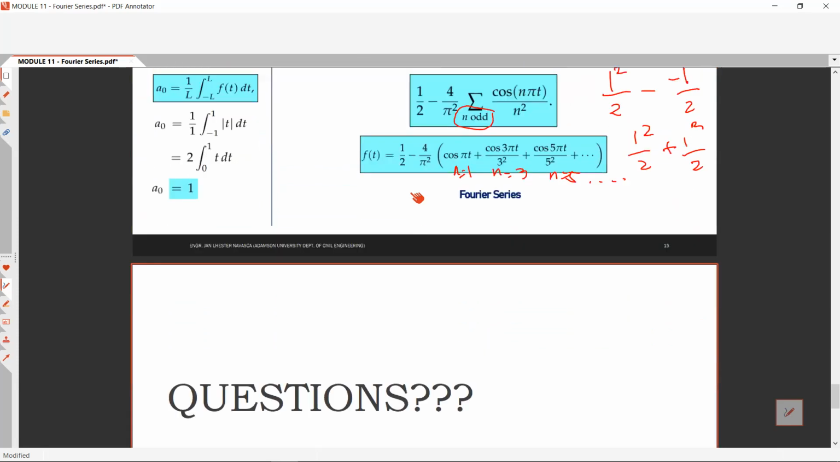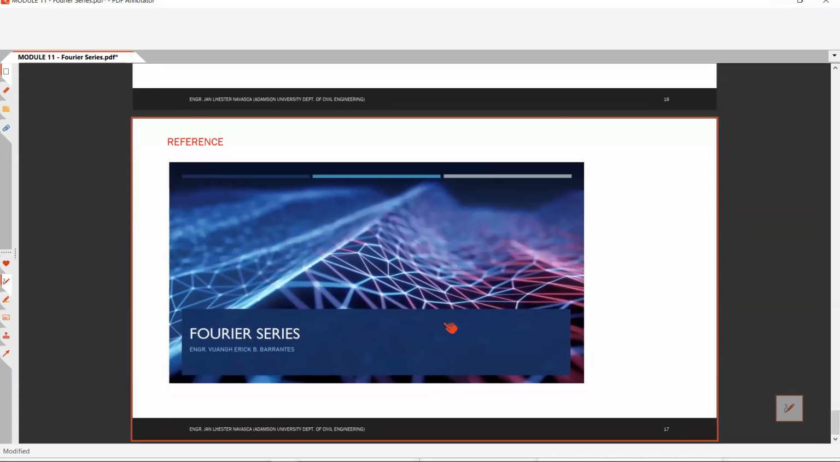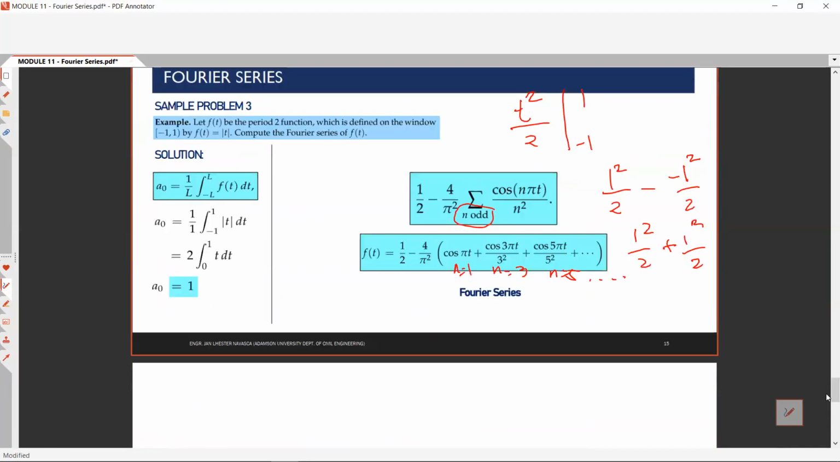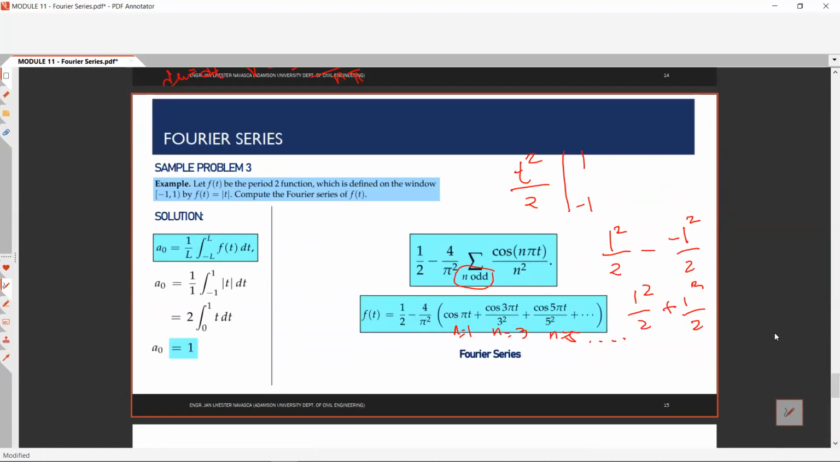So this will be our last meeting for the reference. We have this one for Fourier series by Engineer Von Eric Parantes. If you don't have questions for this topic, this will be our last meeting for the numerical solution lecture. We will still meet for the numerical solutions in the lab, which is later, with module 13 later, module 18 on December, and module 14 on December 8.